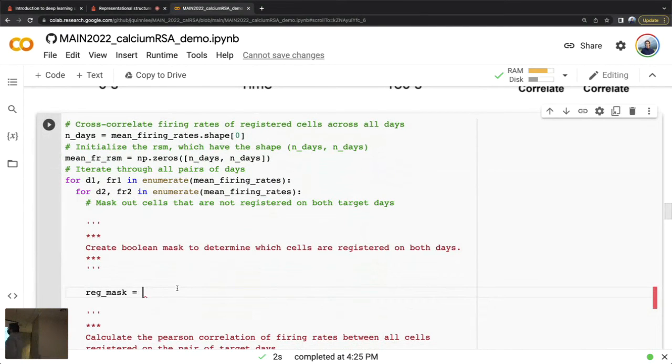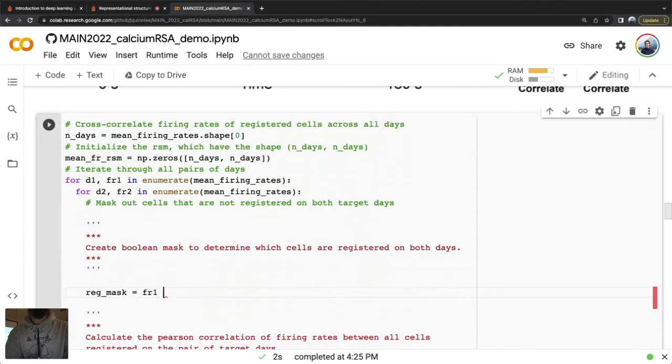So how I'd like to do this is iterate through every pair of days. So we have 31 days. So we could have these 2 nested for loops, for day 1 out of 31 and then day 2 out of 31, to hit all of the pairs. And we'll grab the firing rates from these respective days from the mean firing rates that we calculated earlier. Okay?